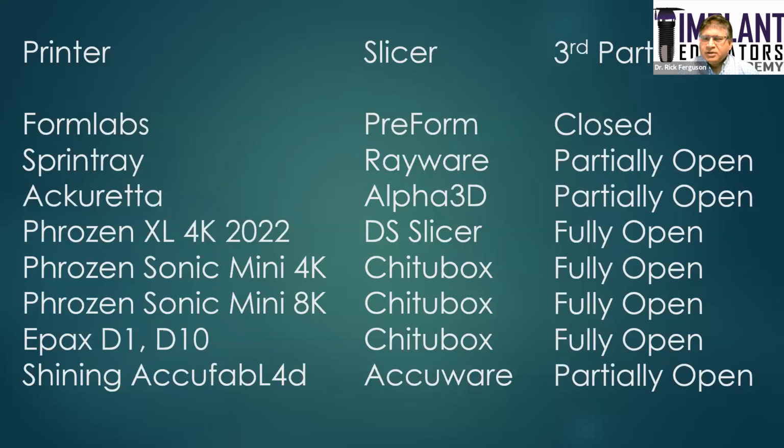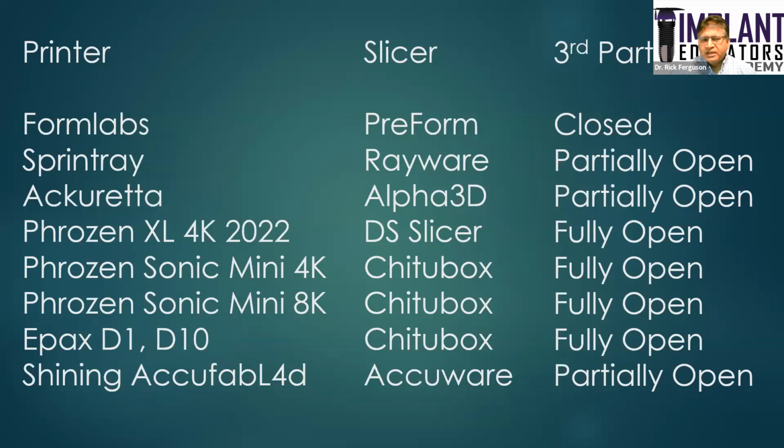Accuretta has a partially open system as well, in that you can't go in and change the settings, but they have validated third-party resins, and of course they have their own third-party resins. Their slicer software is called Alpha 3D. What's nice about Alpha 3D is that it actually automatically updates. So it's been pretty easy to use that software.